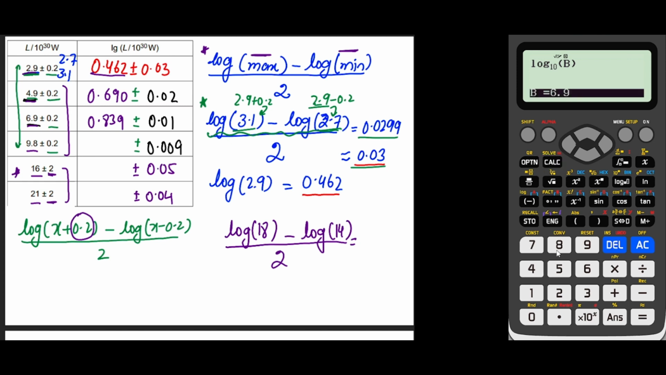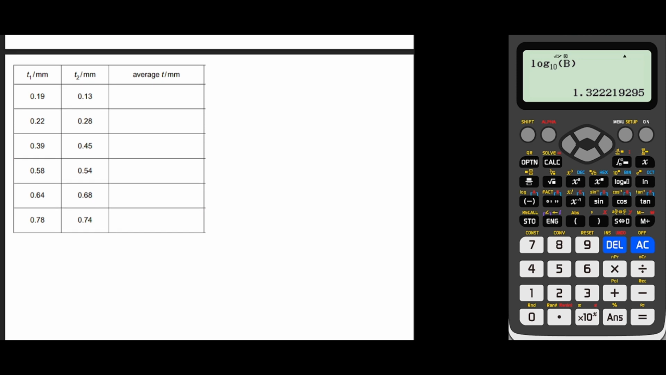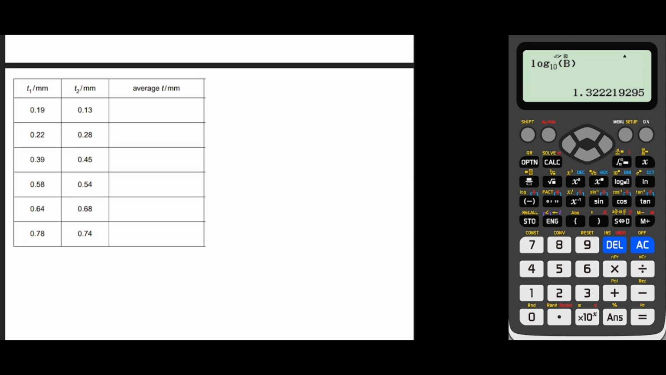Then press calc again. We have 9.8. So we have 0.991. Then we have calc 16. This will be 1.20, right? Then press calc again. We have 21. We'll have 1.32. Okay, so we've just quickly solved the whole table, and now we can move on to the graphical analysis, and we can use these coordinates to plot on the graph, okay, for P5. So let's move on to the next equation.